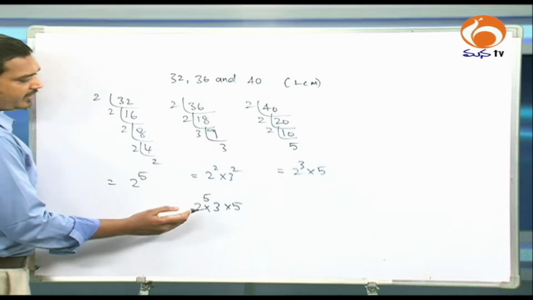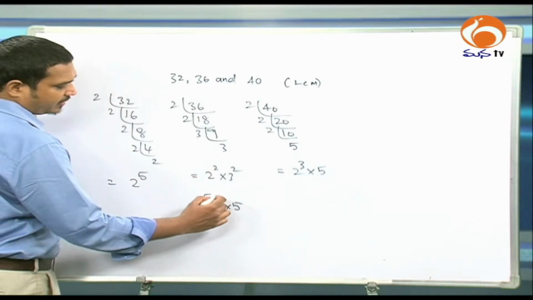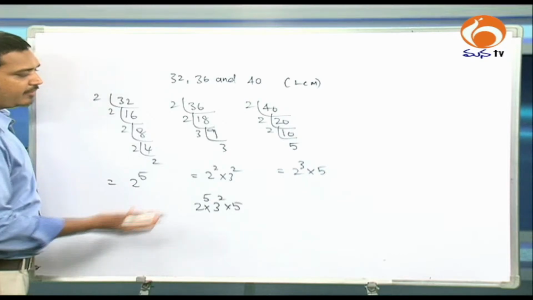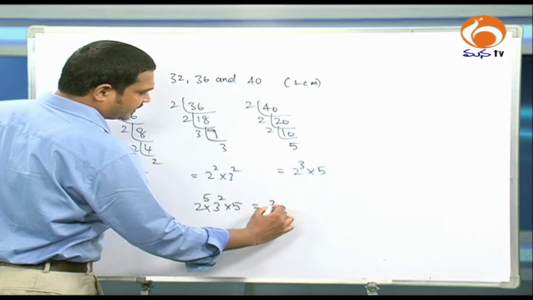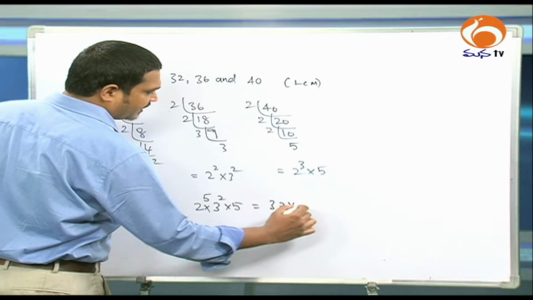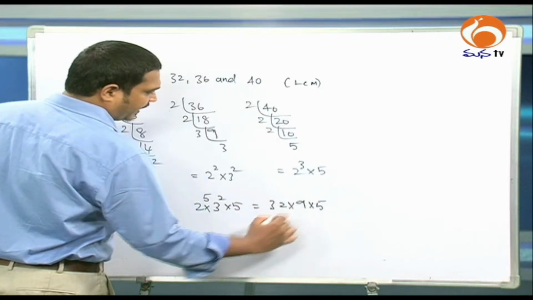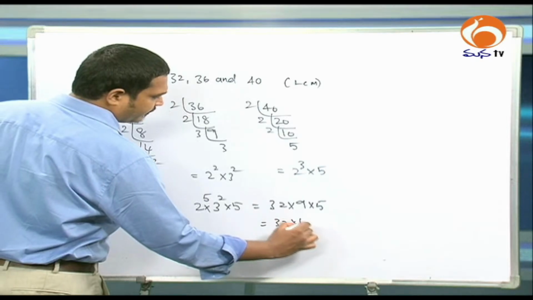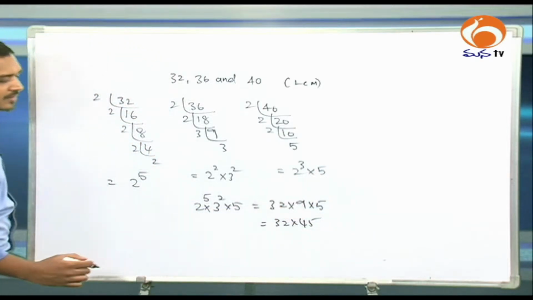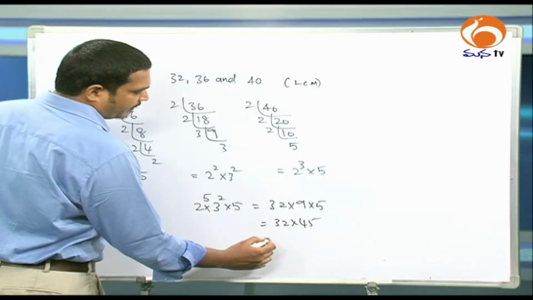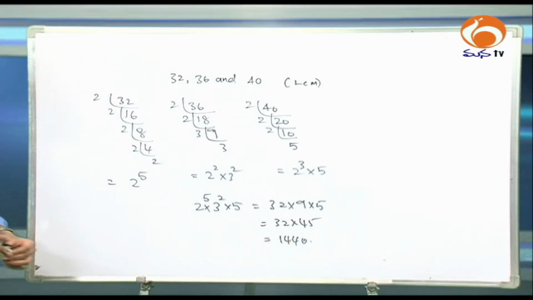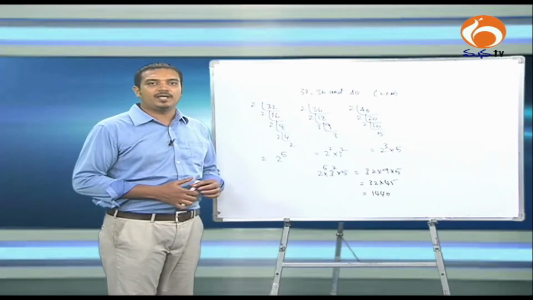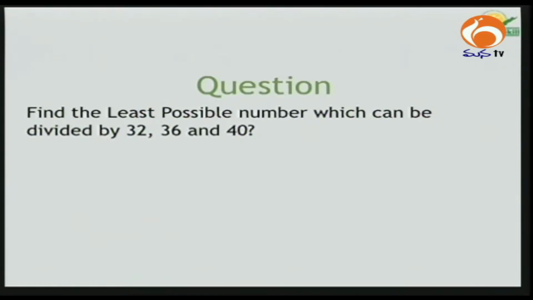Alright, now for 3, the highest factor here is 3 power 2, and for 5 we don't have any higher, we have only one 5. So the LCM here is 32 into 9 into 5, am I right, which is 32 into 45, and this is nothing but 1440. This is how it works. This is the LCM of 32 and 36 and 40. I hope you understand. So simple.